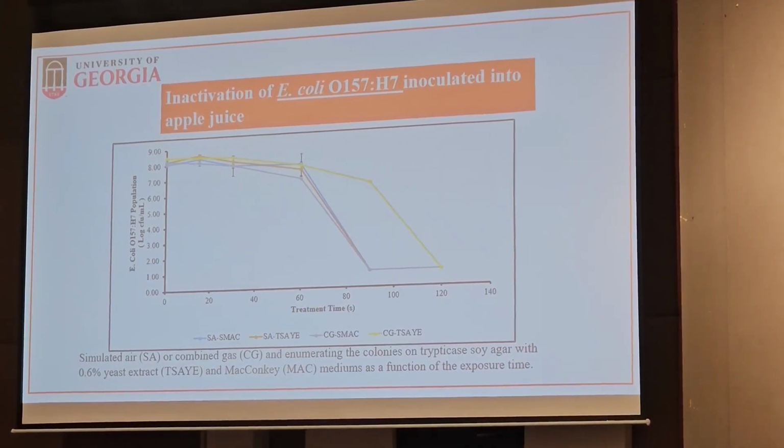This is the E. coli O157:H7, and in this case you can see the simulated air. We get reduction in 90 seconds, very quickly. So in a way I can say my K12 surrogate is more resistant than the pathogenic E. coli. So if I can process properly with the surrogate, it should be safe for the pathogenic E. coli.